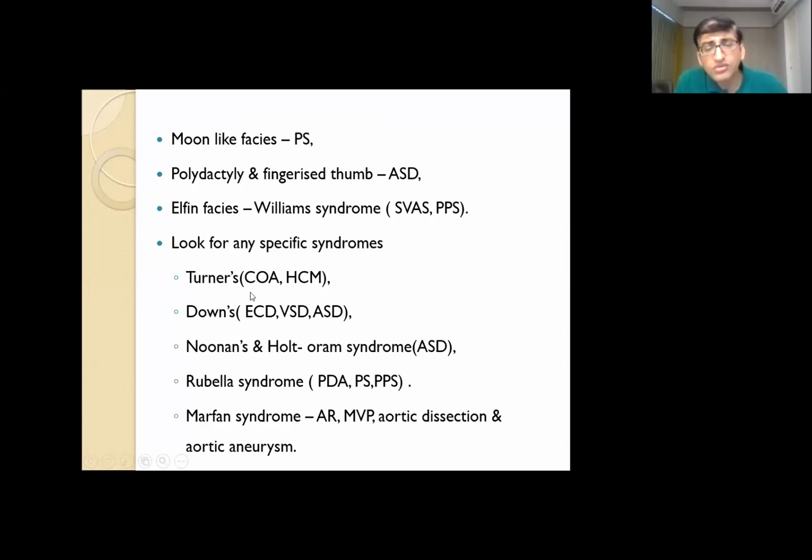In Turner syndrome, coarctation is common. In Down syndrome, complete AV canal defect or the endocardial cushion defect is the commonest. In Noonan syndrome and Holt-Oram syndrome, ASD is common. In rubella, PDA is common. In Marfan syndrome, aortic regurgitation and mitral valve prolapse are commonly seen because of the connective tissue disease.